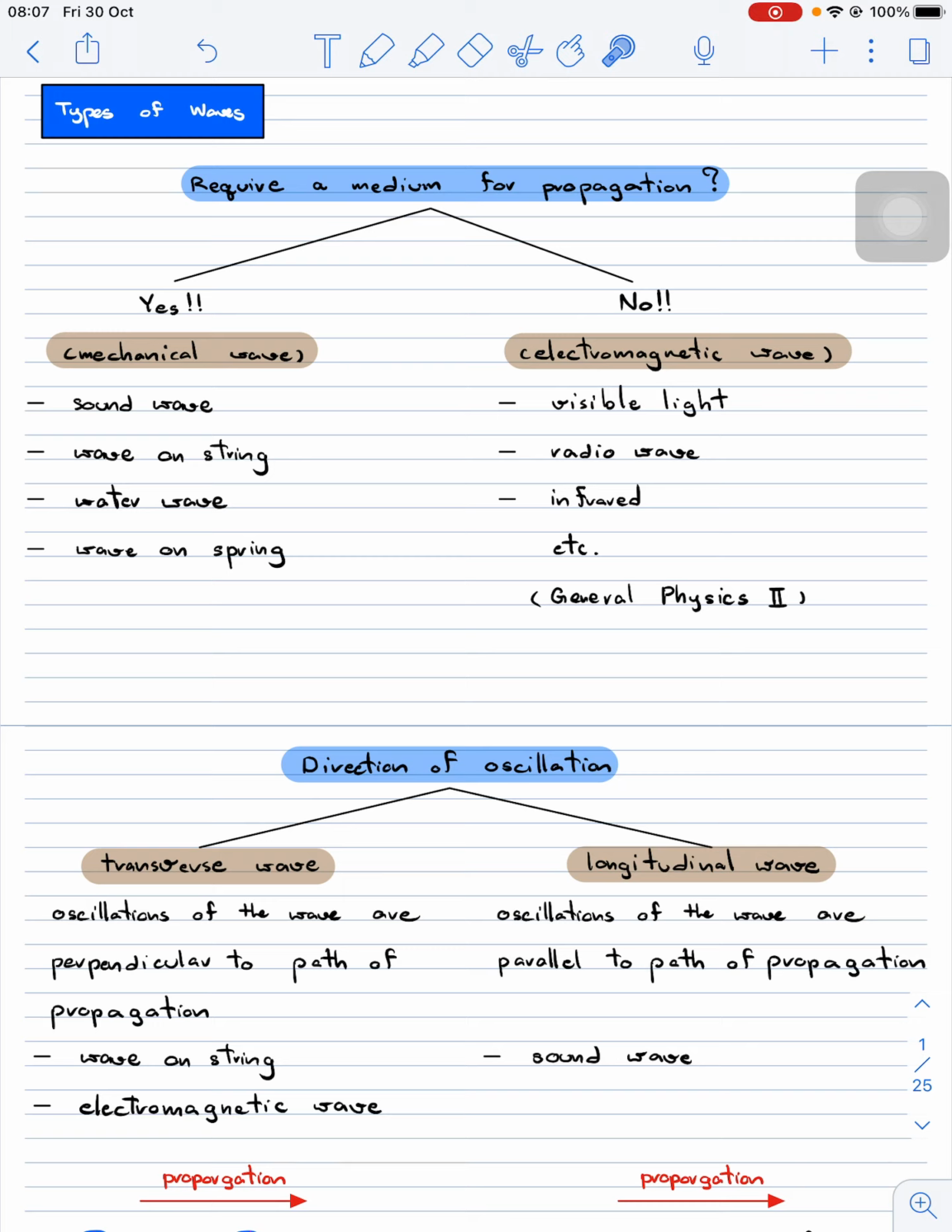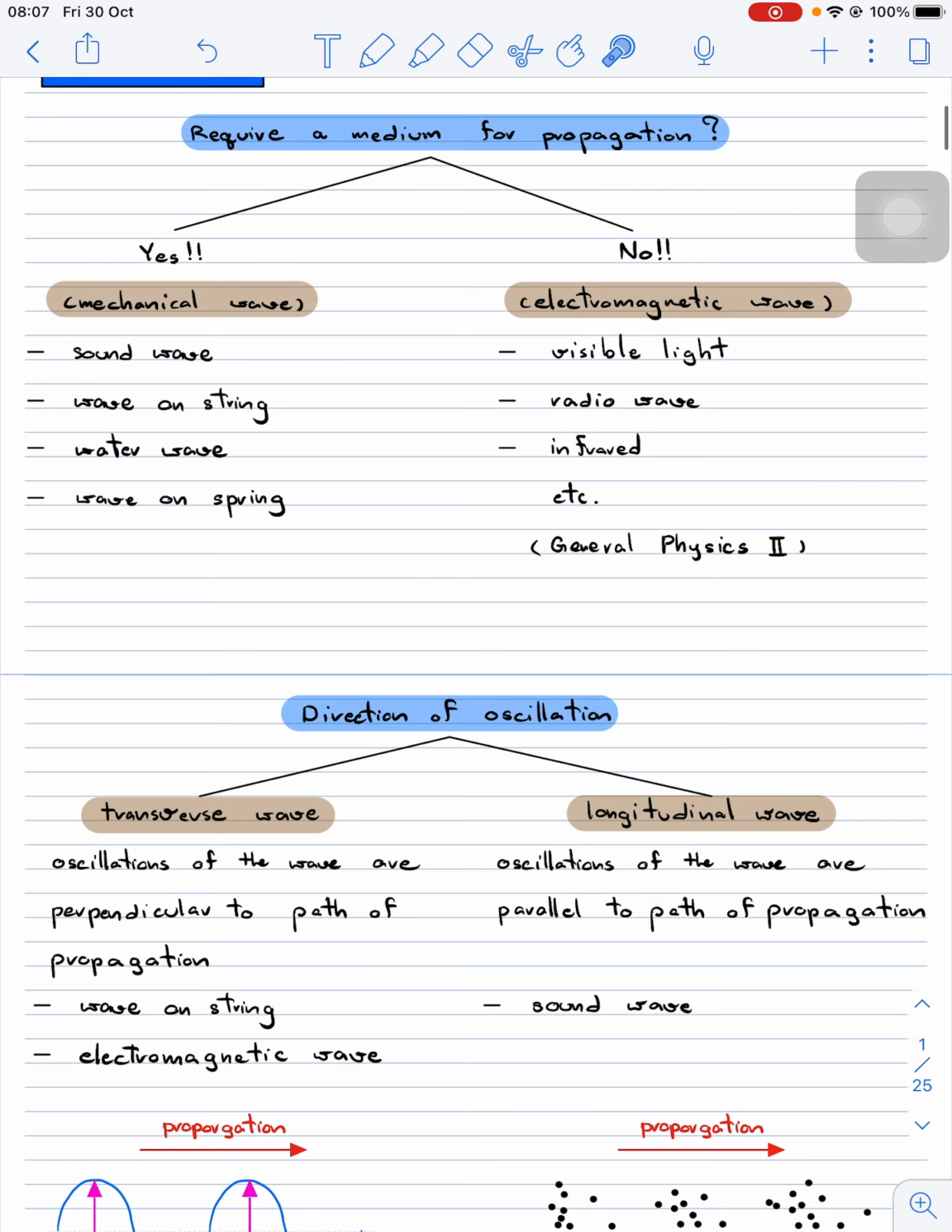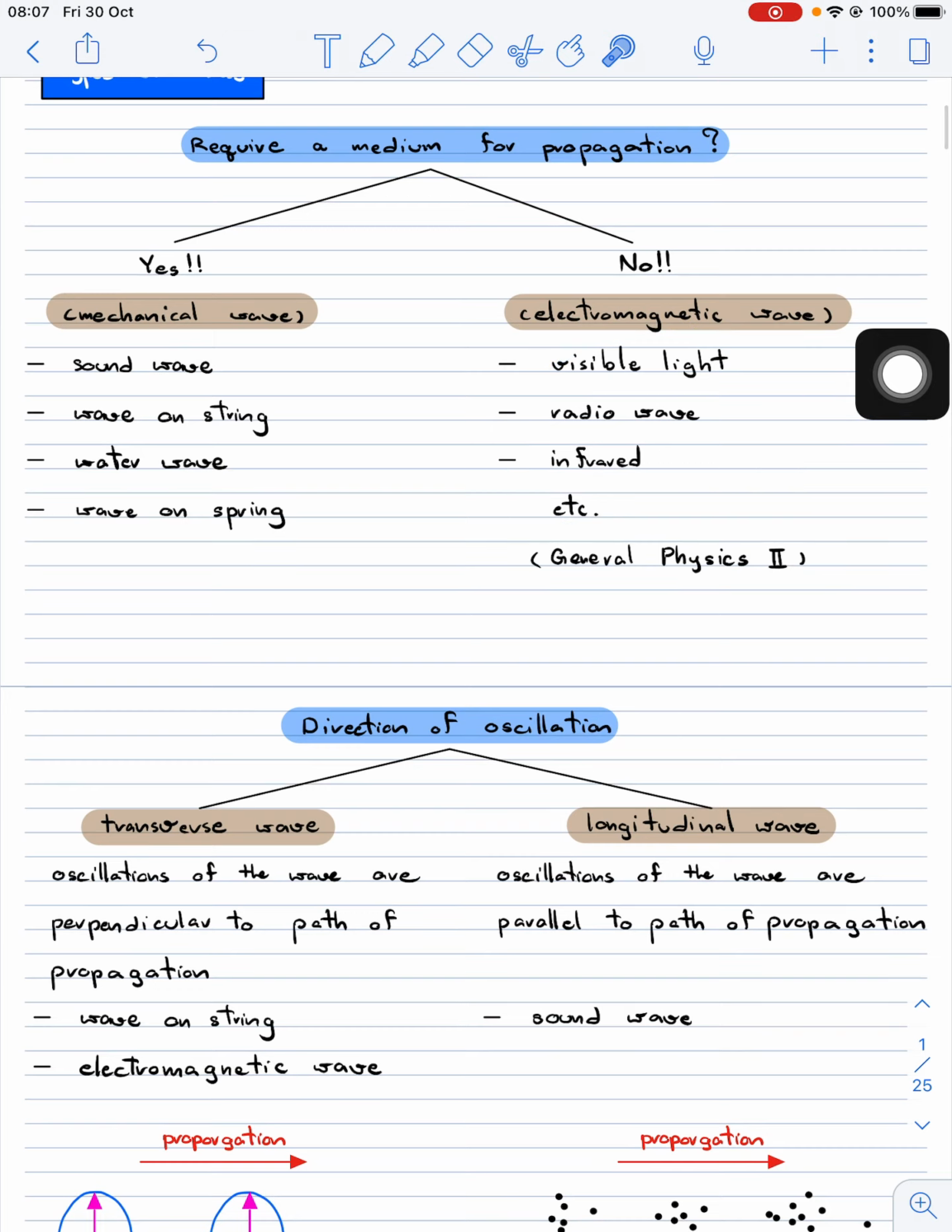For example, we can see the light from the sun, and we know that between the sun and the earth, it's just empty space, so there's no medium between the sun and the earth, but we can still see the sun, we can still see the visible light. So it means that this type of the wave doesn't require the medium for the propagation.